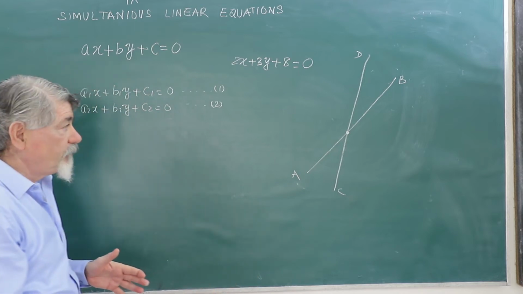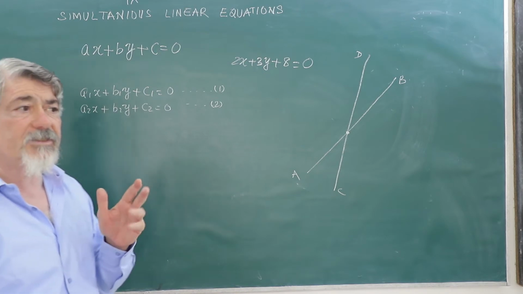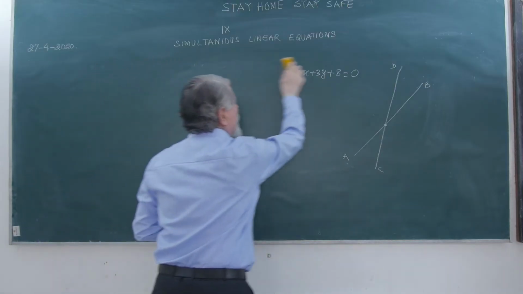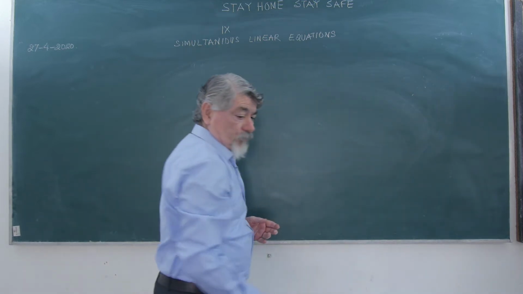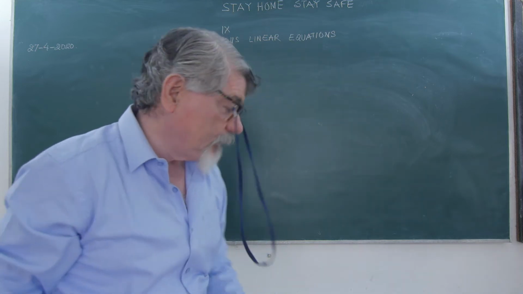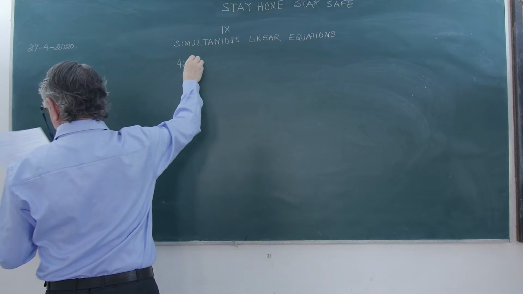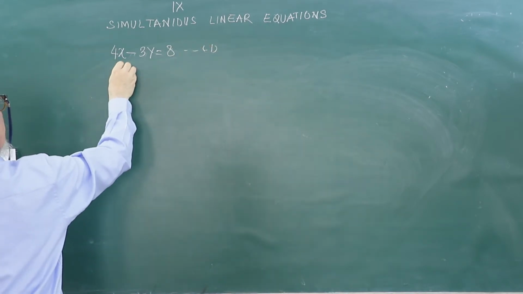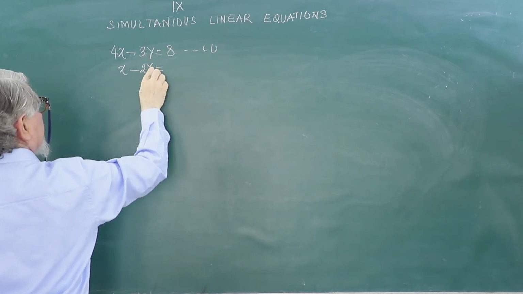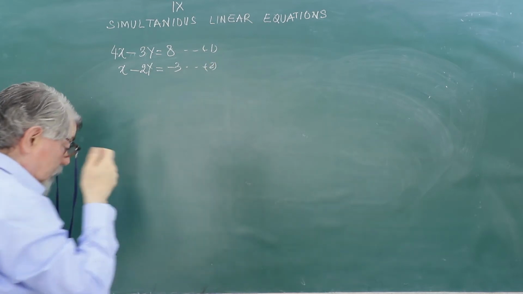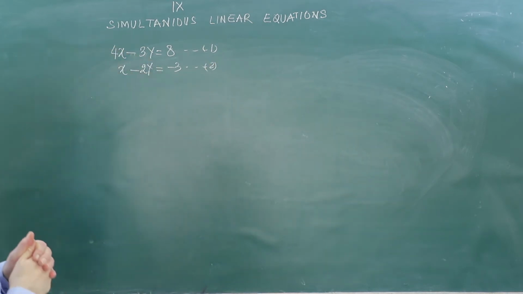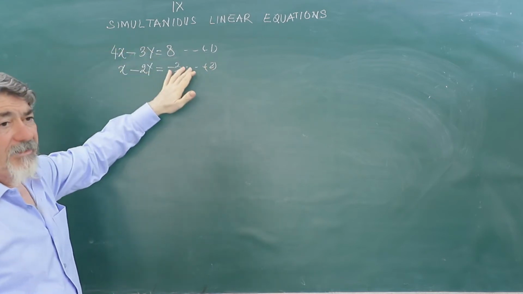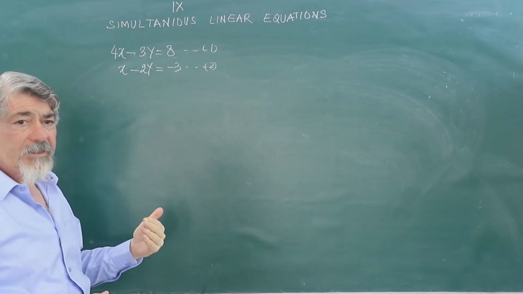There are different methods of solving simultaneous equations. There are three methods which we are going to discuss by taking an example. I'm going to take an example for a pair of simultaneous equations, and then I'm going to solve them. The question is 4x minus 3y is equal to 8, equation 1, and the other equation is x minus 2y is equal to minus 3. Both these lines represent straight lines, and these straight lines will cut each other and they will give us a solution.